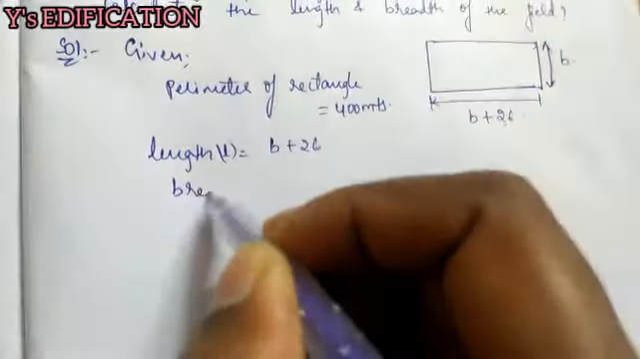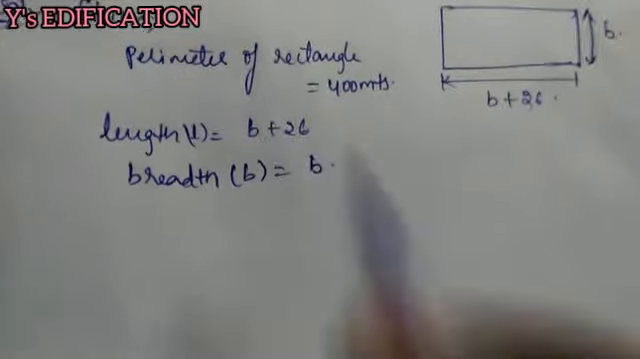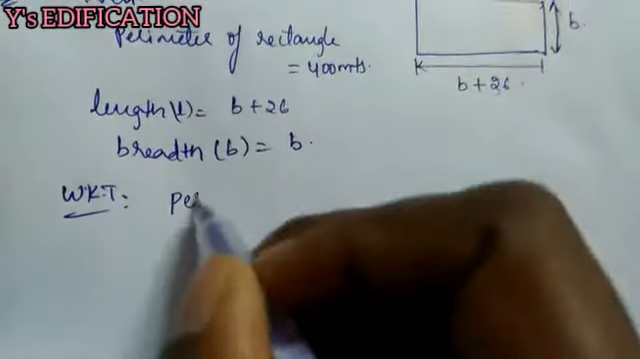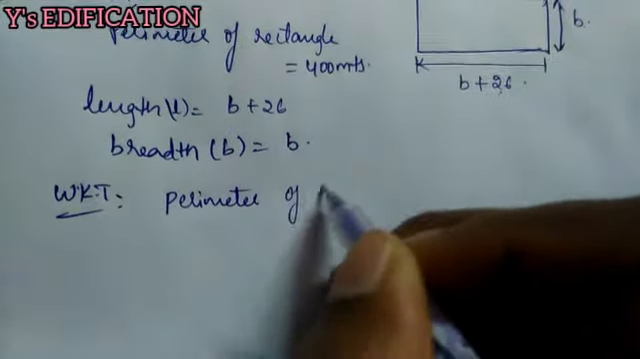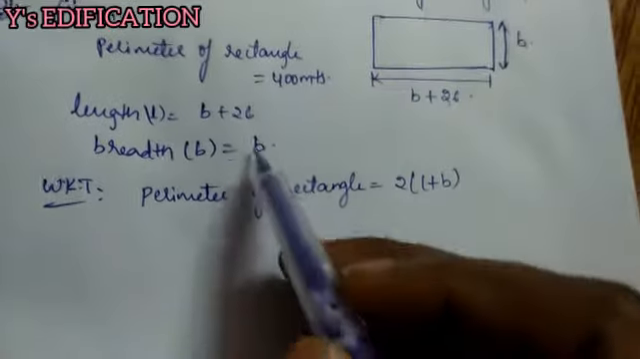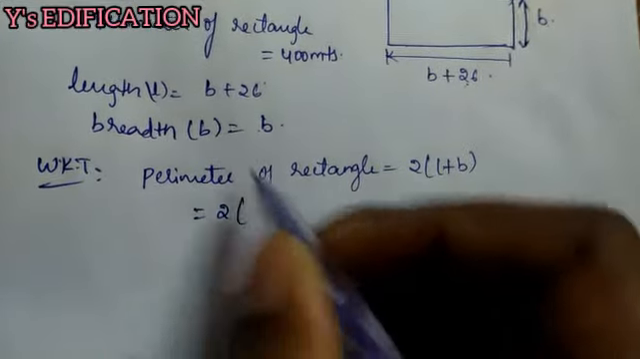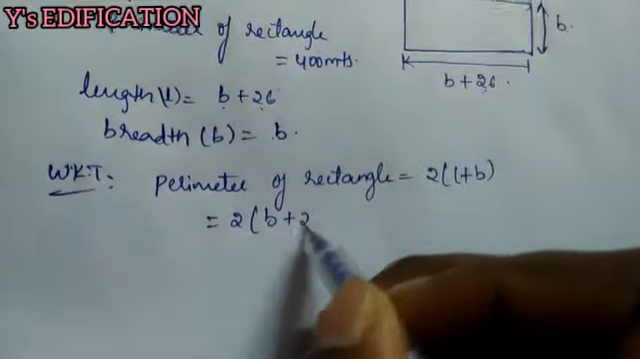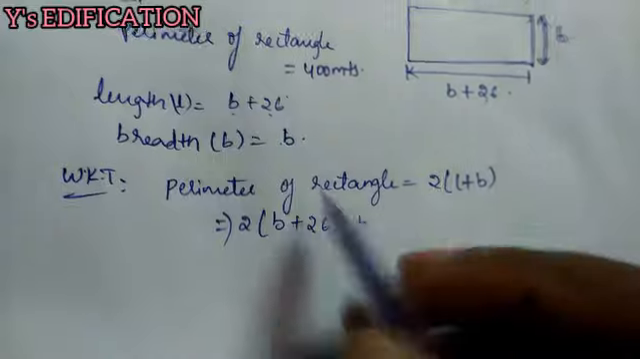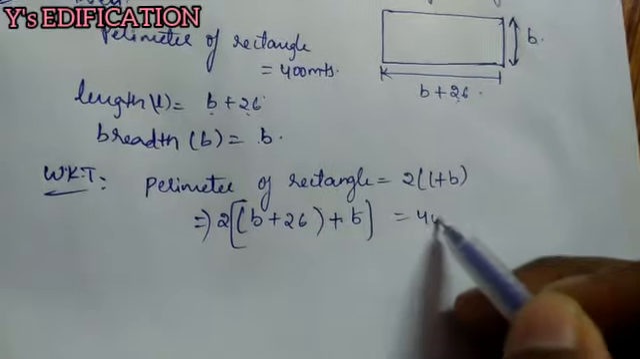What is the breadth here? Breadth is B. So they gave a perimeter, and we know the perimeter of a rectangle formula. The perimeter of a rectangle is 2 into (L plus B). Now substitute this L and B in this equation. So 2 into (B plus 26 plus B) is equal to 400.